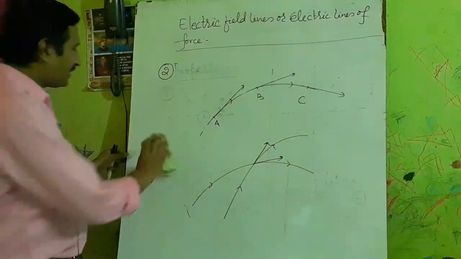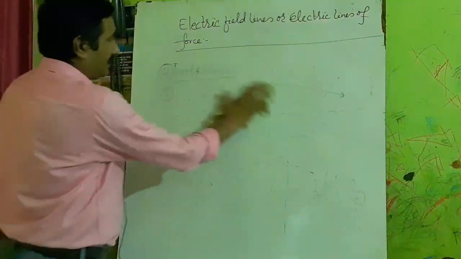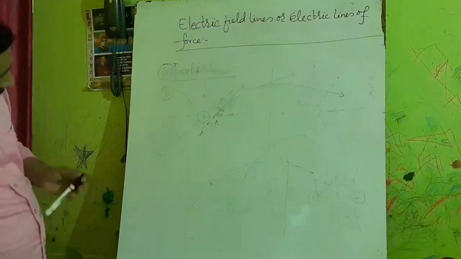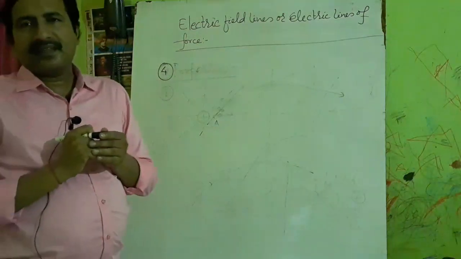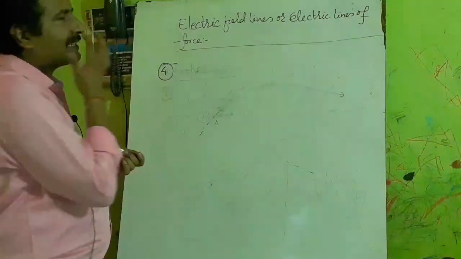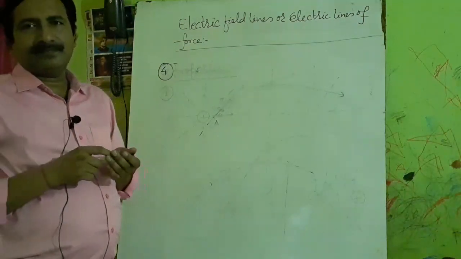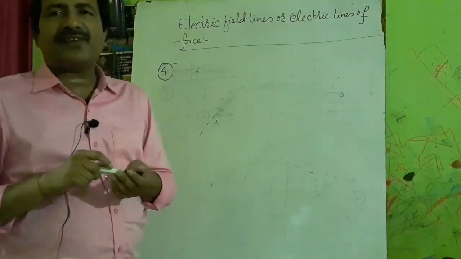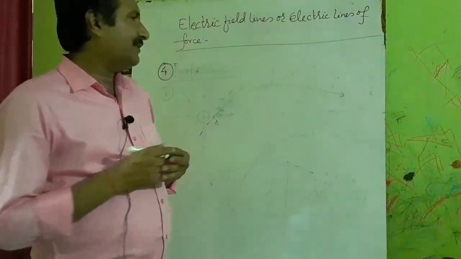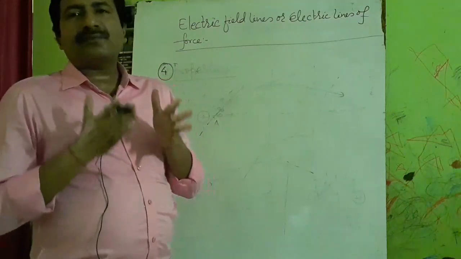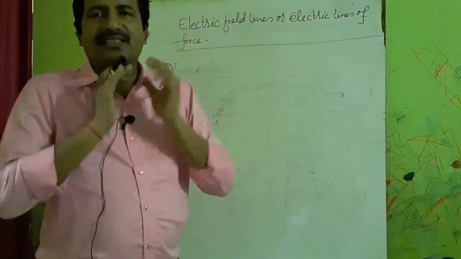Next property, the number density of electric lines of force. The number density of electric field lines at a particular position gives the numerical value of electric field intensity at that point. Means suppose the electric field lines are not parallel to each other. They are diverging or they are converging.